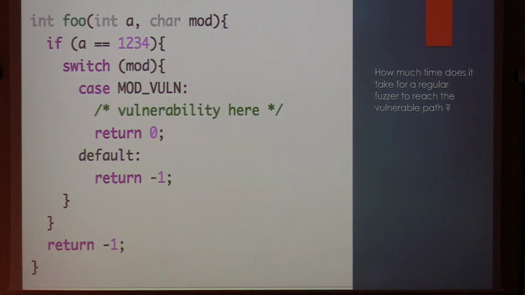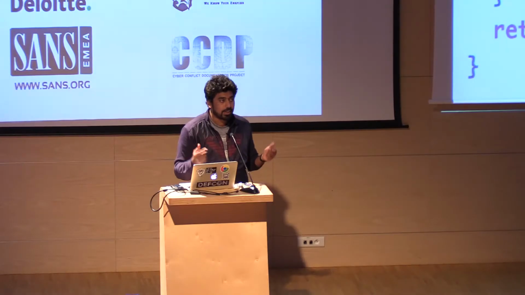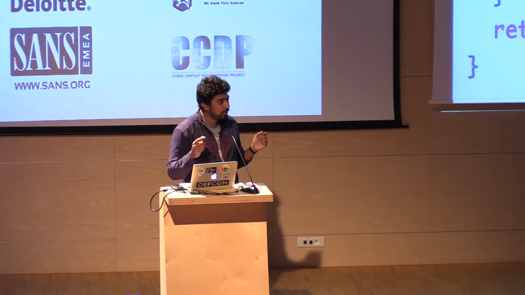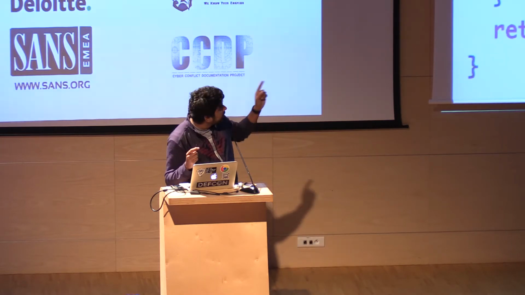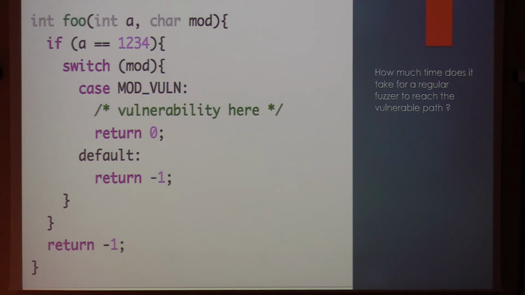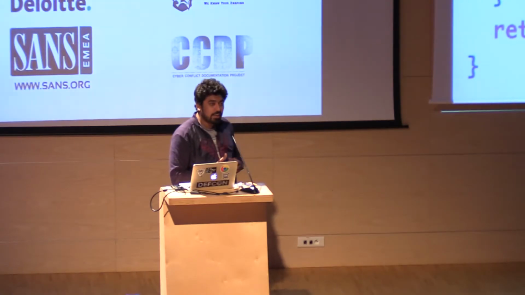Okay, so this is a very simple program. How many of you have used a fuzzer before? Okay. How long do you think a fuzzer would take to hit the vulnerability over there? If this is the code that has been compiled and I'm just fuzzing it. Would a fuzzer figure out that the first condition has to be 1, 2, 3, 4 for it to bypass the first check and then get to the vulnerable endpoint?